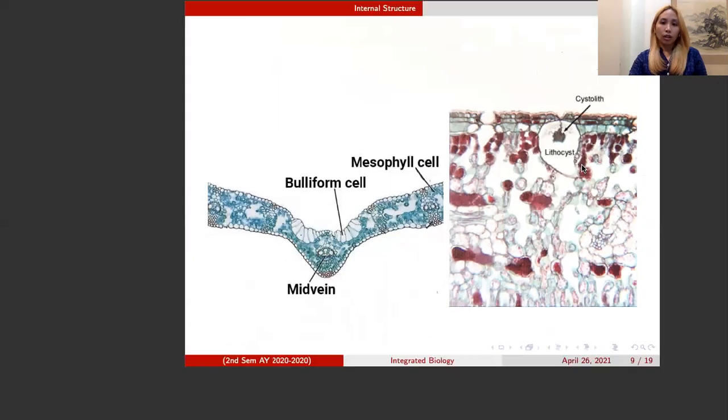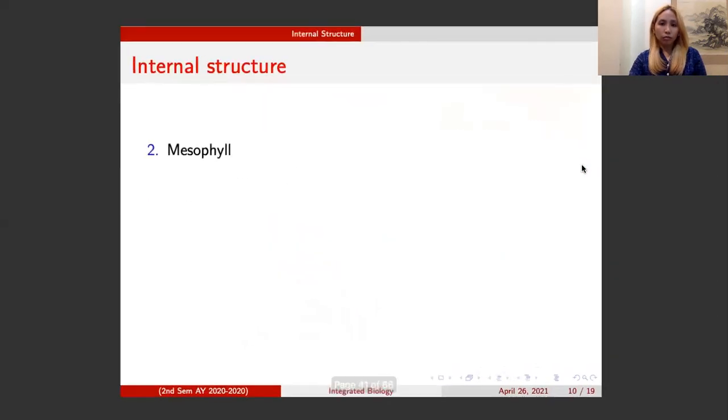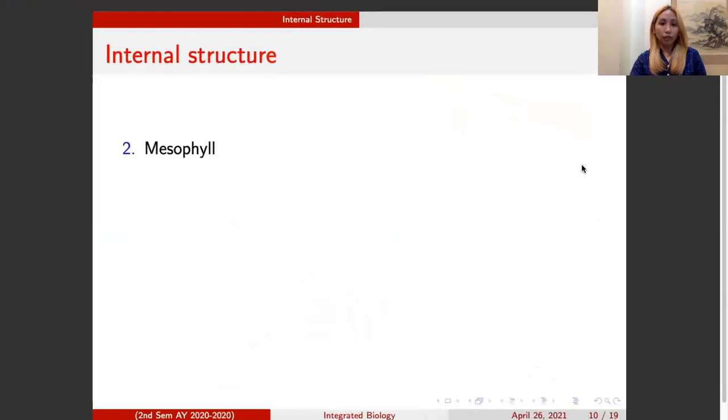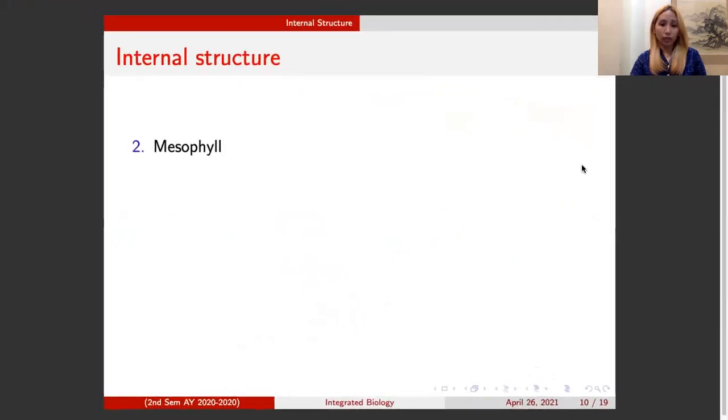Okay, so moving on, we now have the mesophyll of the leaf. So kanina nasa epidermis tayo, so now we have the mesophyll. The mesophyll is basically all the space that you find in between the epidermal cells. Okay, so there are two regions of the mesophyll. You have the palisade mesophyll and you have the spongy mesophyll.